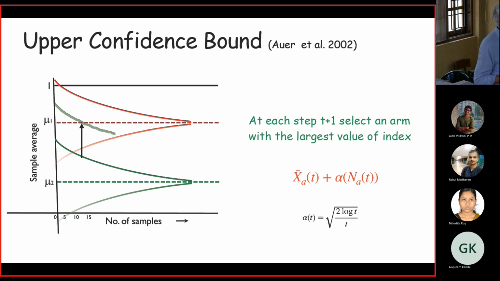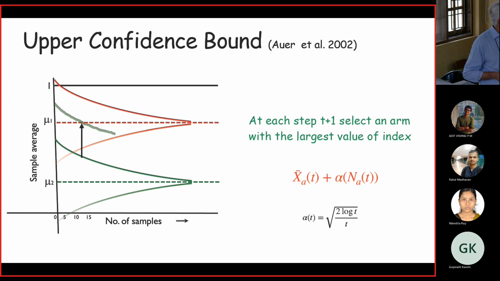So this is my index now. So x bar, the sample average that I've seen, and alpha of N_a(t), the number of samples I've seen of arm a at time t, and that's given by the following expression here. So this should be t here and N_a(t) in the denominator. So t here and N_a(t) in the denominator, that's what comes in this index.